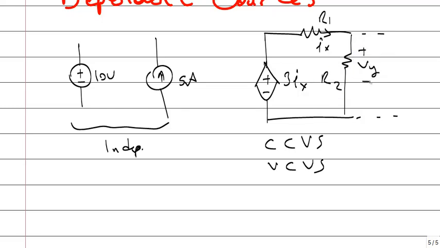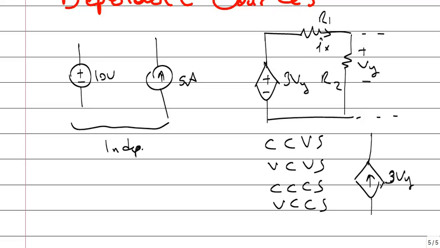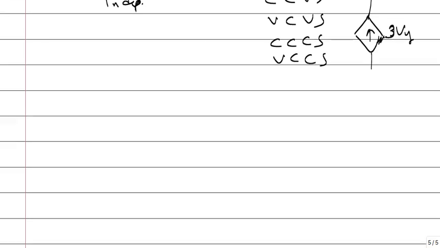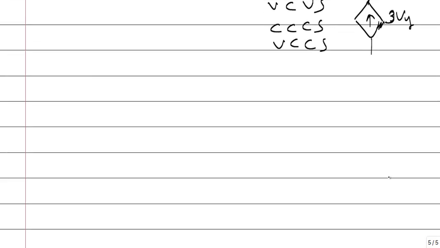Vy, you can say 3 Vy. That's called a voltage controlled voltage source. Or it can be a current controlled current source, or a voltage controlled current source. If you draw an arrow inside, 3 Vy, this is a voltage controlled current source. How can you analyze circuits containing dependent sources? You will use the same techniques: KVL, KCL, node methods, mesh methods. Nothing changes.